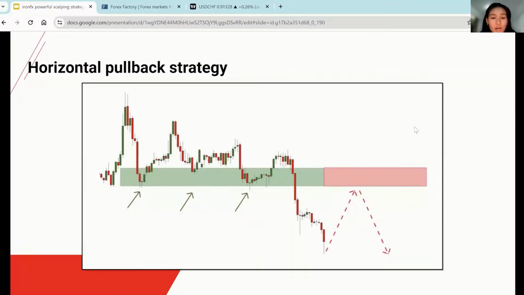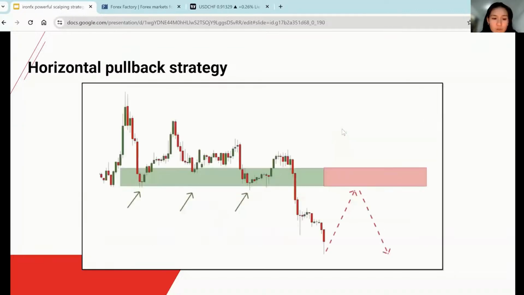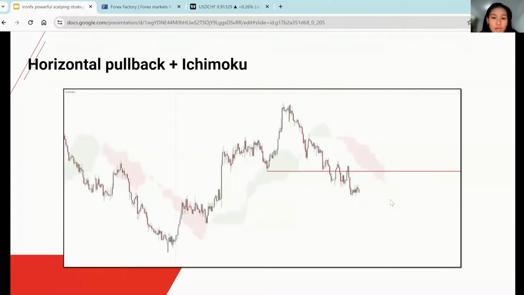Okay, now this is the same pullback strategy, just opposite. So over here we have three swing lows that line up in the same area. With prices breaking out of that support, it now becomes a resistance, and we're expecting prices to retrace or pull back to that same level. So we can use this method with a combination of different indicators.